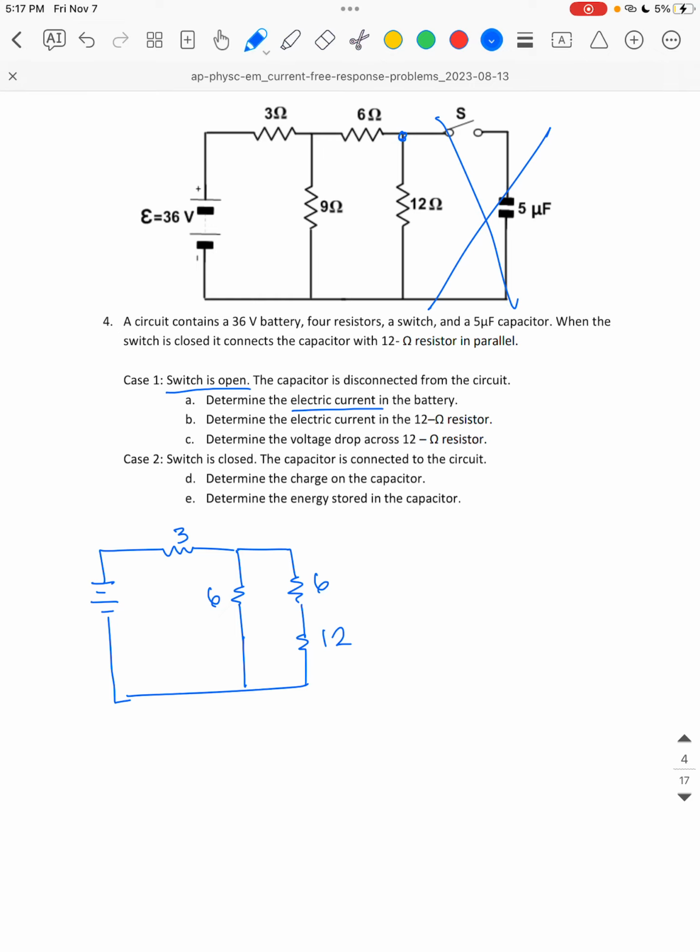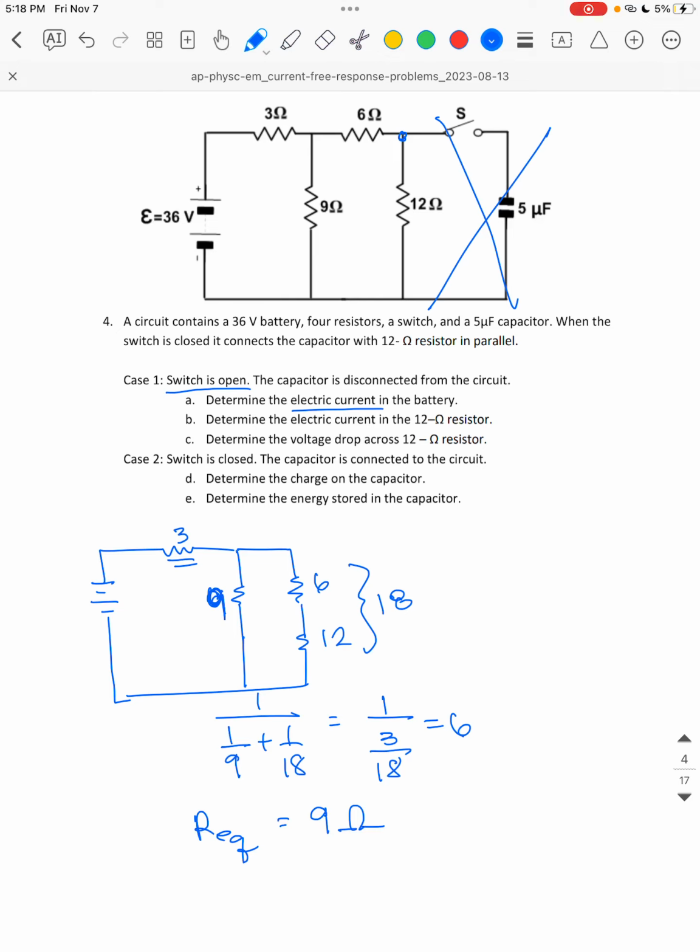Okay, so now we've got 2 in parallel. These 2 create 18, and then we've got, oh, actually this should be 9. We've got 18 and 9 in parallel. So 1 over 9 plus 1 over 18, and then we're going to take the reciprocal of that, which is equal to 1 over 3/18, which is equal to 6. And then the 6 ohm resistor is in series with this 3 ohm resistor, and that's going to give us 9 ohms.